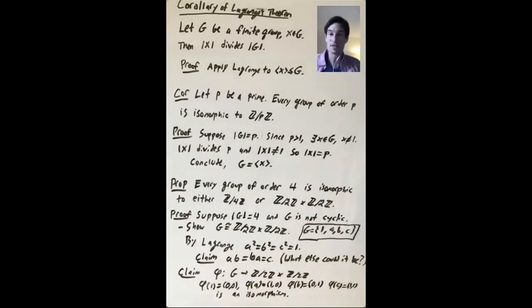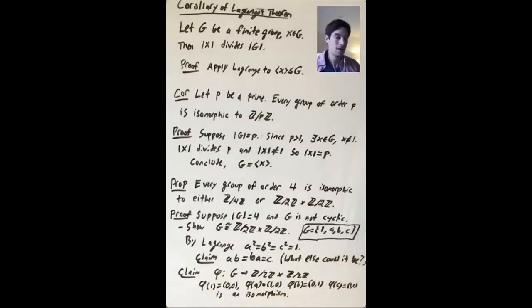So how do we prove this? We're just going to start with G being a group of order 4, and we're going to suppose that it's not cyclic. So that means it's not isomorphic to Z mod 4Z. So if we can show that it's isomorphic to Z mod 2Z cross Z mod 2Z, then we're done. Okay, so what do we know? This group G has 4 elements, 1, A, B, and C. And all we know is that 1 is the identity, and those other 3 elements are not equal to each other.